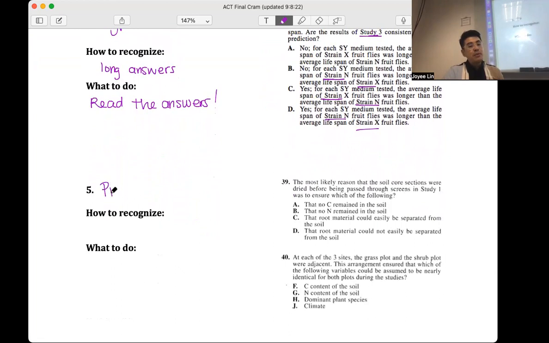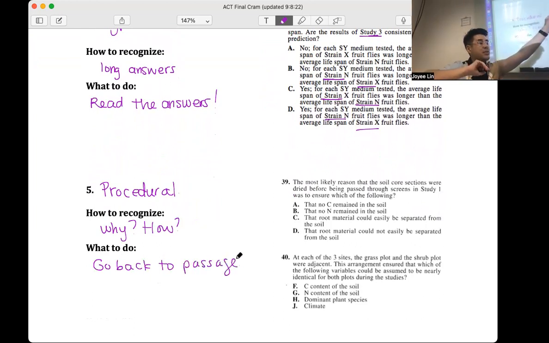Question type number 5 are procedural questions. And how do you recognize them? They ask about procedure, right? They say why or how. Anytime they're asking why are they doing this or how are they doing this, what do you do? You go back to the passage.